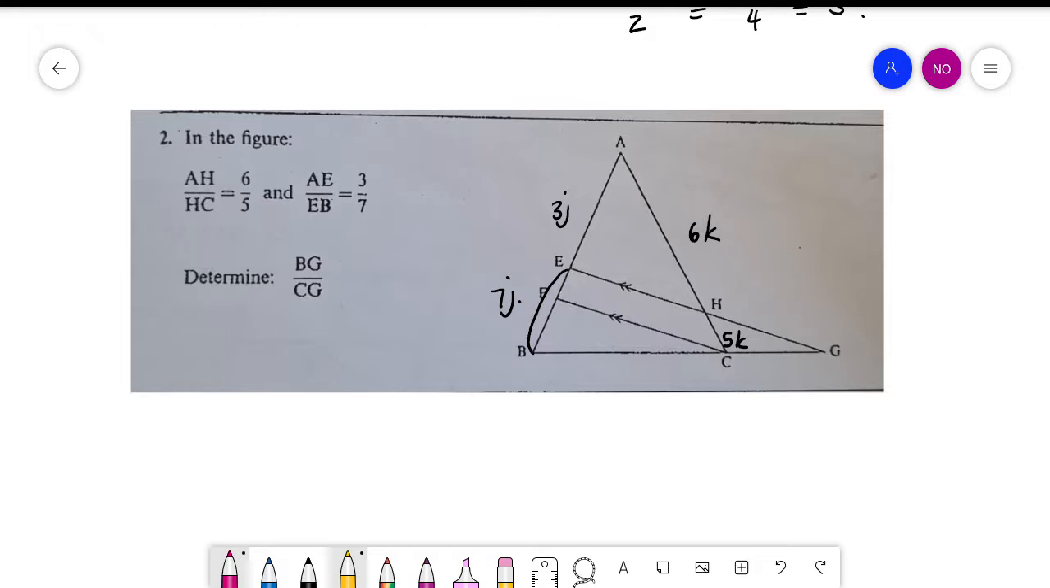Doable. Okay. So I told you guys, if they give you these relationships like AH over HC and AE over EB, it's safer to assign a constant to each of those. So make it 6k over 5k and 3j over 7j, or something like that.